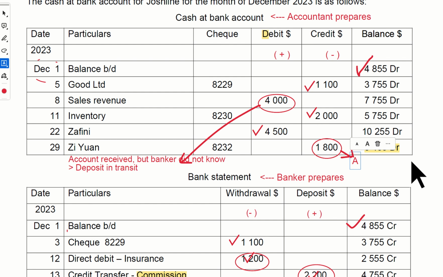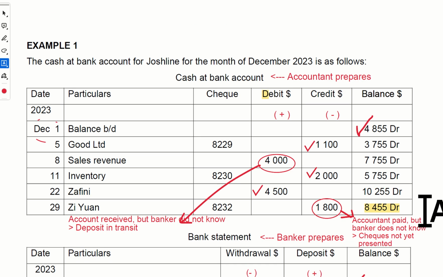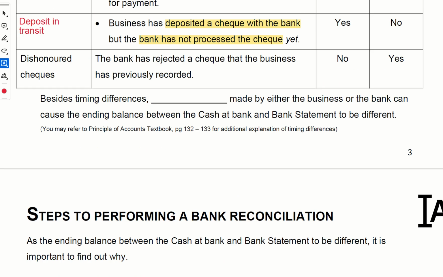So what happened? Over here, your accountant has paid, but your banker does not know. So your accountant has paid, but your banker doesn't know. Again, this has a special name. It's called checks not yet presented. Let's have a look and see what a check not yet presented is.